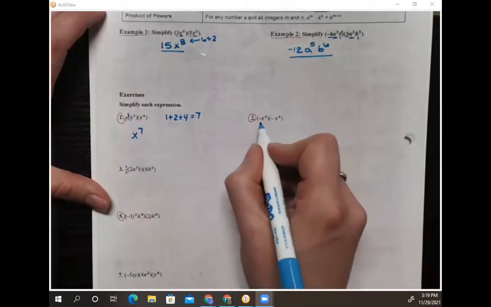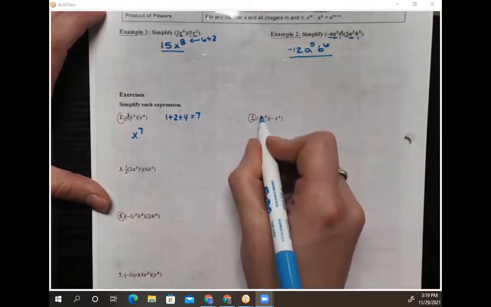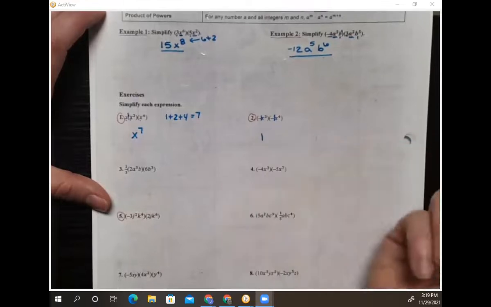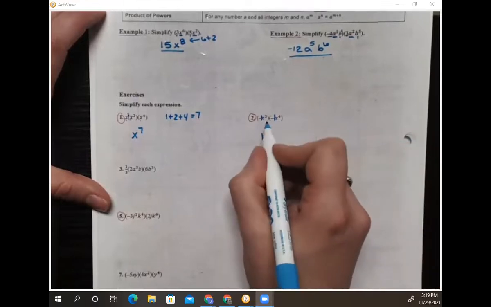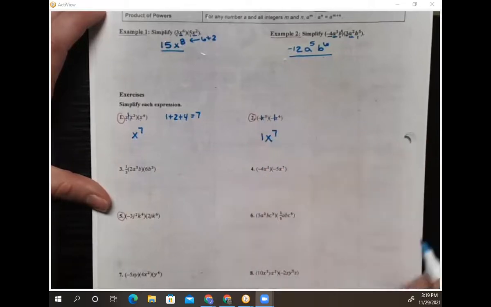For number 2, I've got -x cubed times -x to the 4th. I could think of this as being a -1 and a -1. -1 times -1 would be +1. So you can write the 1 or not. But the important thing is that this would now be positive for my final answer. And then I'll have x to the 3 plus 4 is 7, x to the 7th.